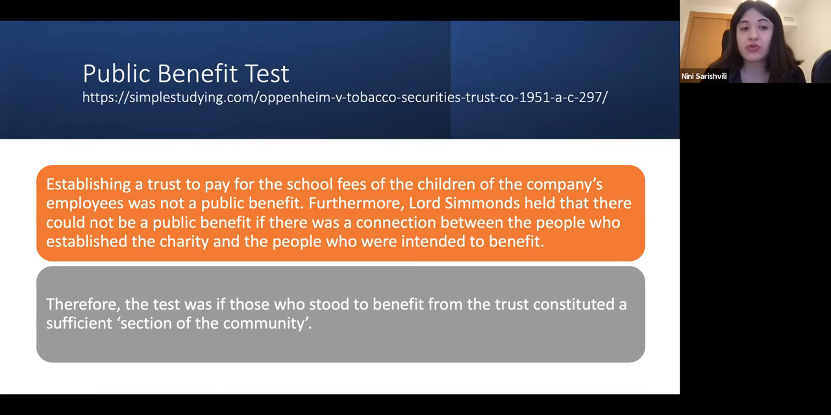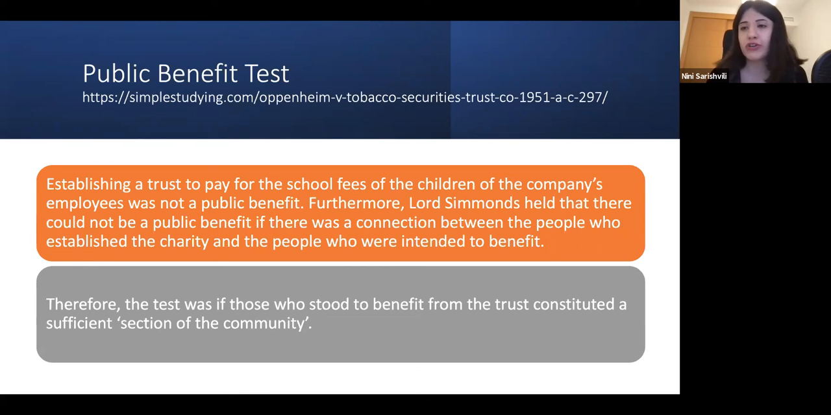Lord Simonds held that there could not be a public benefit if there was a connection between the people who established the charity and the people who were intended to benefit. This is a very important rule about charities, and most probably it will come up on the exam, so make sure that you memorize it. There cannot be a connection between the settlor and the people who are going to benefit from the charity. If there is a connection, that cannot be a charity.